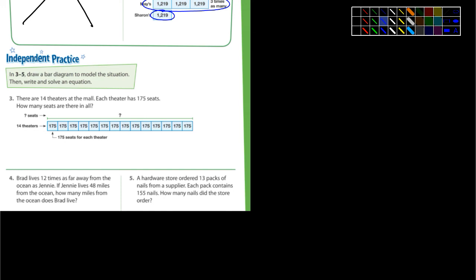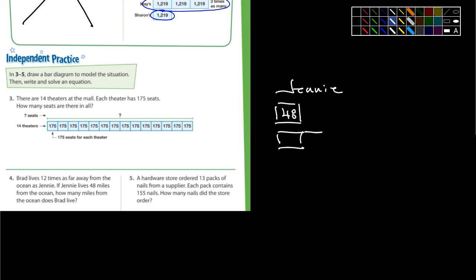Okay, so let's do this. Here's Jenny, if I'm saying that right. Okay, and so she lives, that's too big. I gotta make it smaller. She lives 48 miles from the ocean. So there's part of a bar representing that. So now we need to do Brad. So he lives 12 times as far.